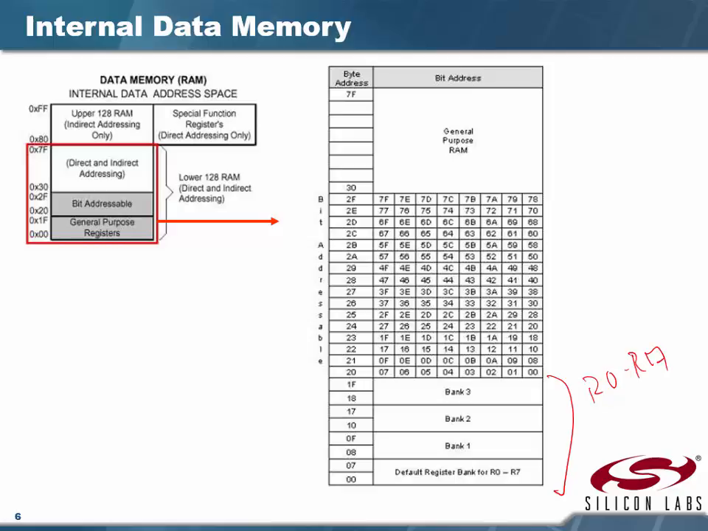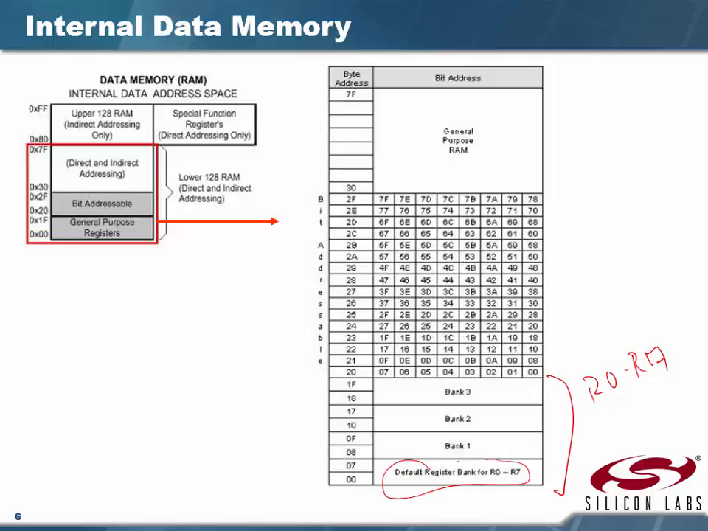Now, we have 4 different sets of R0 through R7. Those are banks. When we write our assembly language code, we have to tell the assembler which bank we want to use. We can switch banks if we want to. That gets us a total of 4 times 8 bytes of memory that we can address with R0 through R7. We use the default register bank, which is these locations right here. But we can switch our bank, and we'll see how we can do that too.